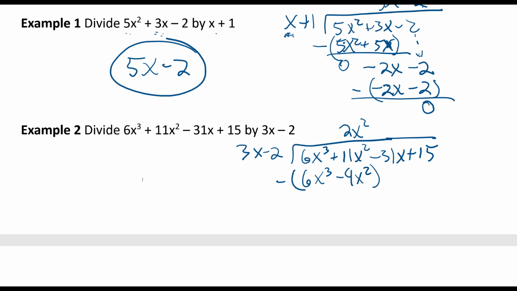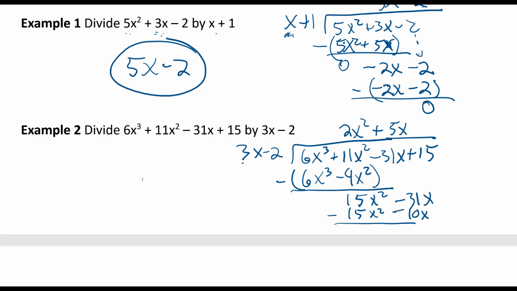And we're subtracting again, this upper row minus the lower row. 6x cubed minus 6x cubed is nothing. 11x squared minus a negative 4x squared makes that plus, so it's 15x squared minus 31x. I bring down the two terms because we have two terms separated by a degree of 1, so 1 degree apart. So 3x times what is 15x squared? And that'd be 5x. So we have 15x squared. And then 5x times negative 2 is minus 10x.